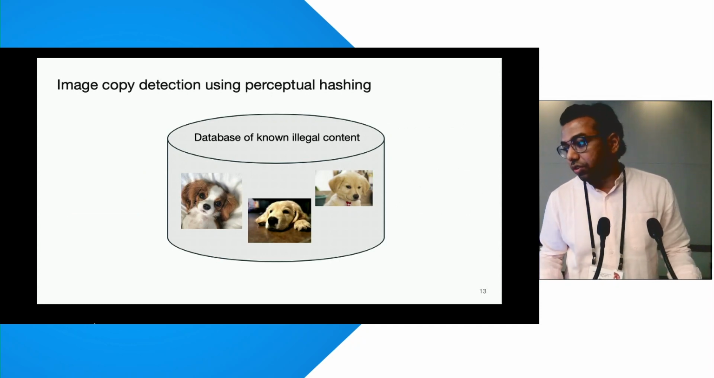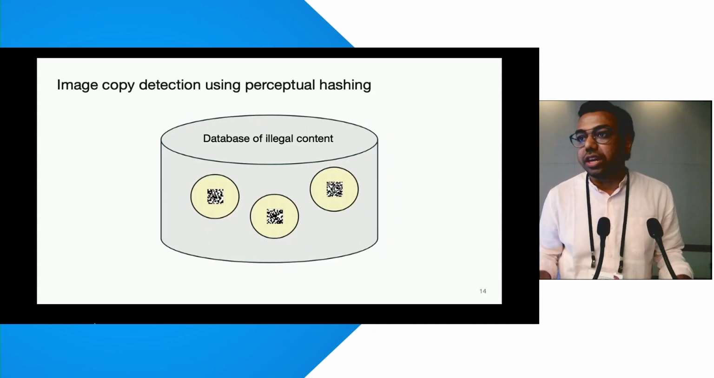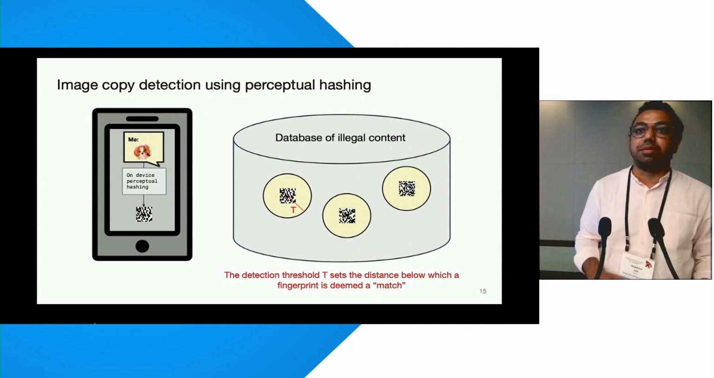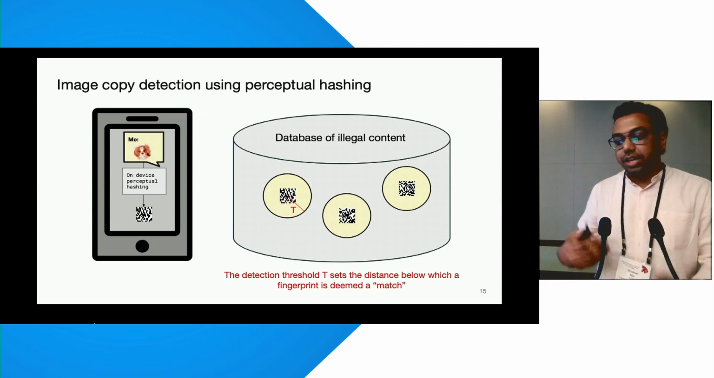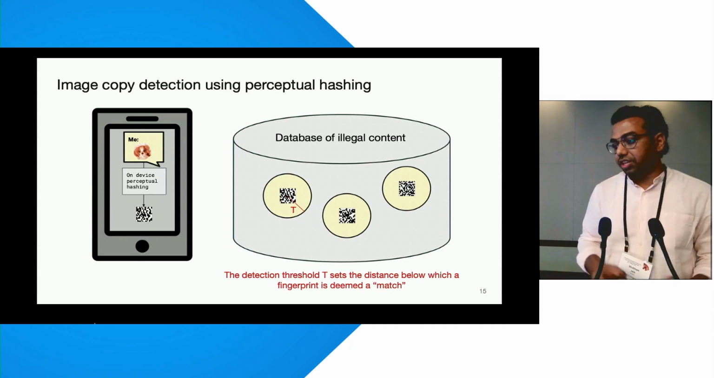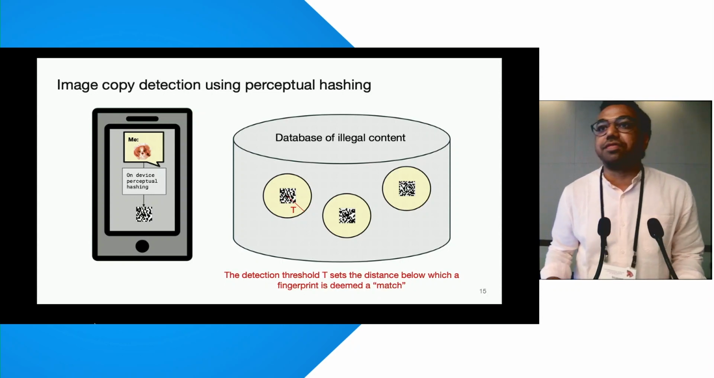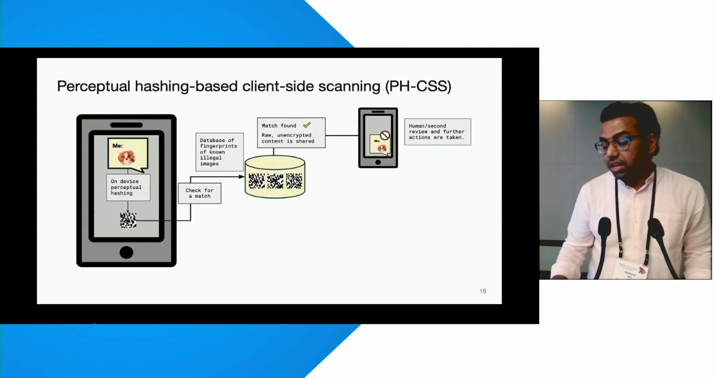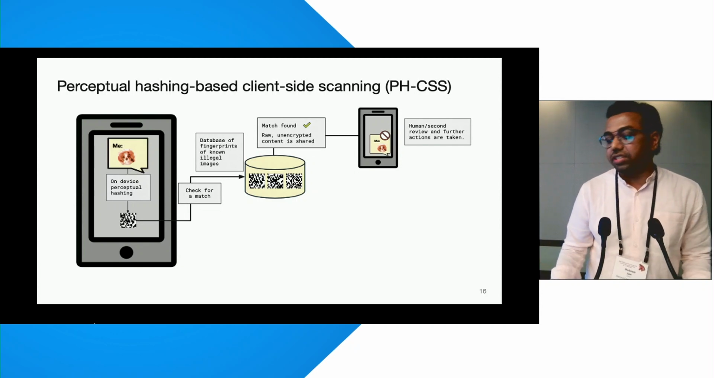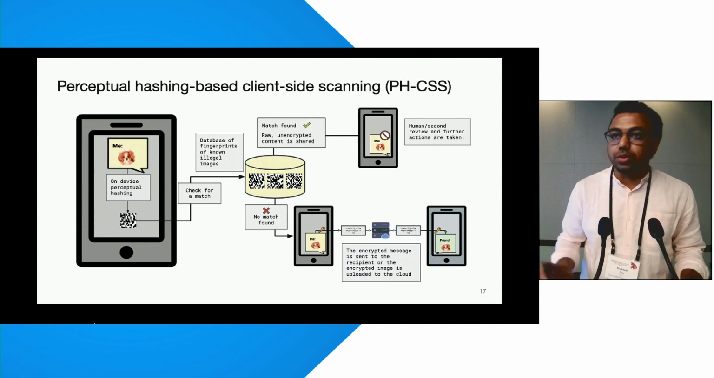So let's say I have this database of known illegal content. First, this data is converted into a fingerprint for each illegal image. Then if I want to send an image to a friend, a perceptual hashing algorithm will be deployed on the device. It will convert the image into a fingerprint, and this fingerprint will then be checked against fingerprints in the database. There is a threshold T: if the distance between any fingerprint in the database and the fingerprint of the image I'm sending is less than T, then this is flagged as a match. If it is flagged as a match, then a raw or unencrypted image can be shared with third parties, with law enforcement agencies or for second review, and some further action will be taken. If no match is found, then the image is encrypted as usual and sent to your recipient.